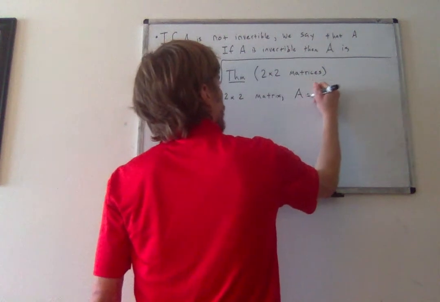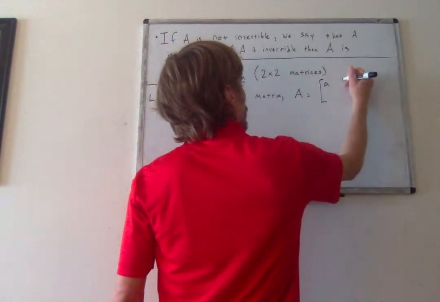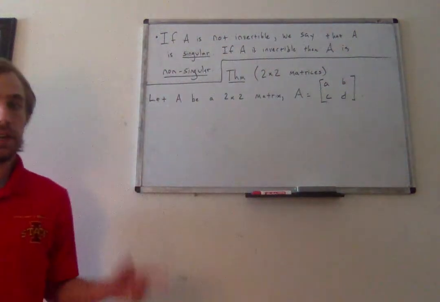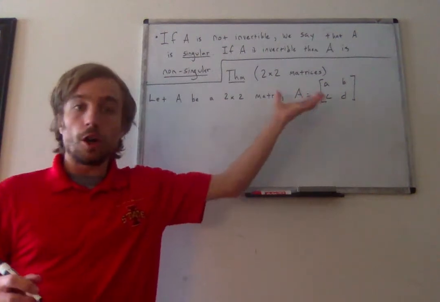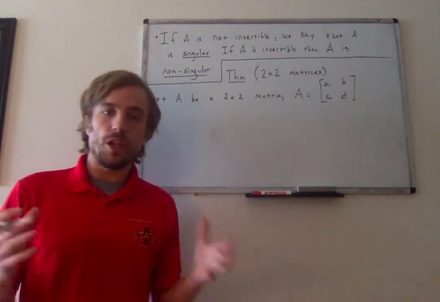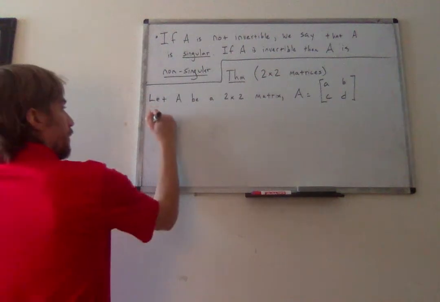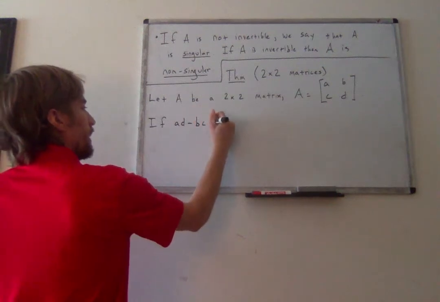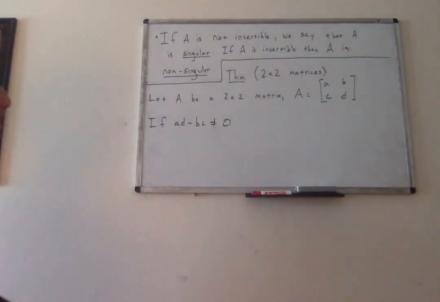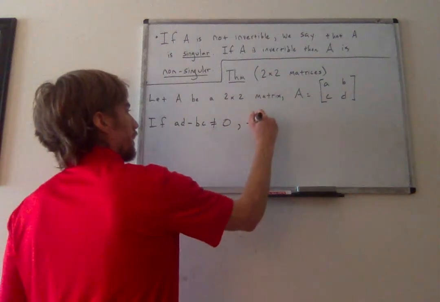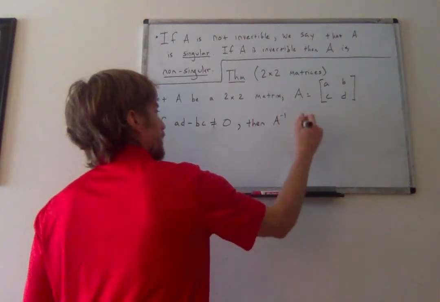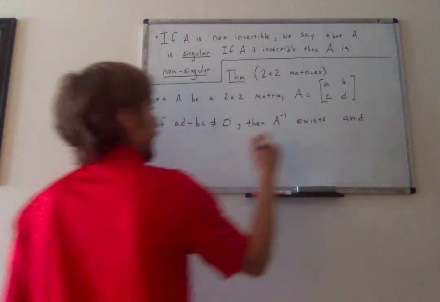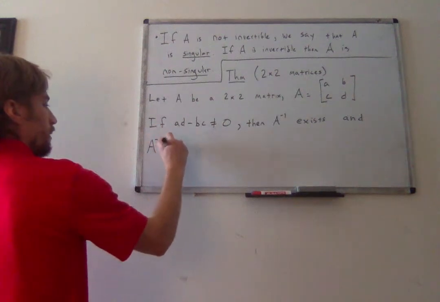And we're actually going to define A in the following way. A, B, C, D. And so notice here in particular, these are just arbitrary real numbers. So we're defining this to be as general as possible. If A times D minus B times C is not equal to 0, then A inverse exists, and we actually know exactly what A inverse is.